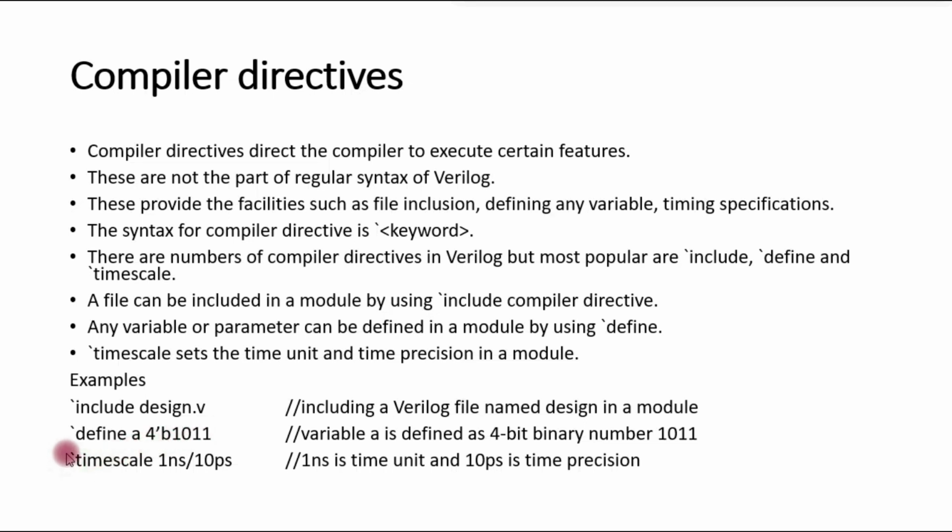In the third case, backtick timescale 1 nanosecond / 10 picosecond. So this value shows the time unit and this value shows the time precision, and here the time unit is in nanoseconds and the precision is 10 picoseconds.